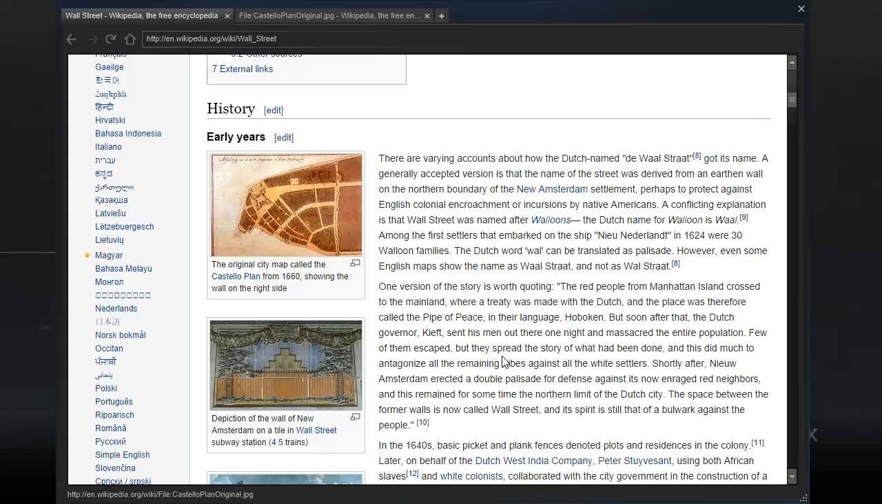A conflicting explanation is that Wall Street was named after the Walloons. The Dutch name for Walloon is wall. Among the first settlers that embarked on the ship New Nederland in 1624 were 30 Walloon families. The Dutch word wall can be translated as palisade, however even some English maps show the name as Wallstraat and not as Wall.